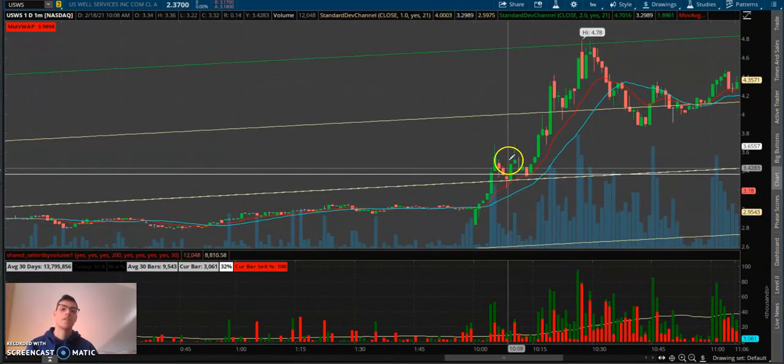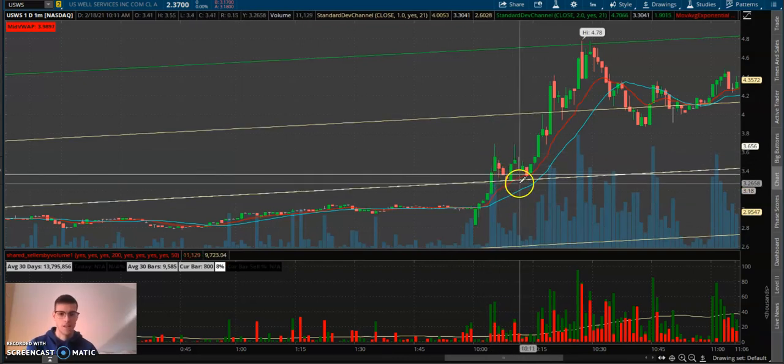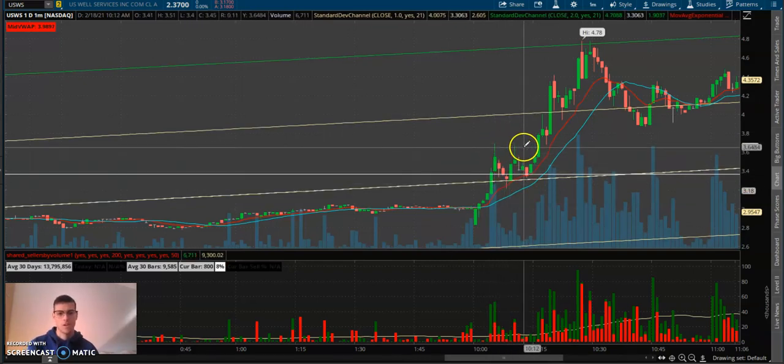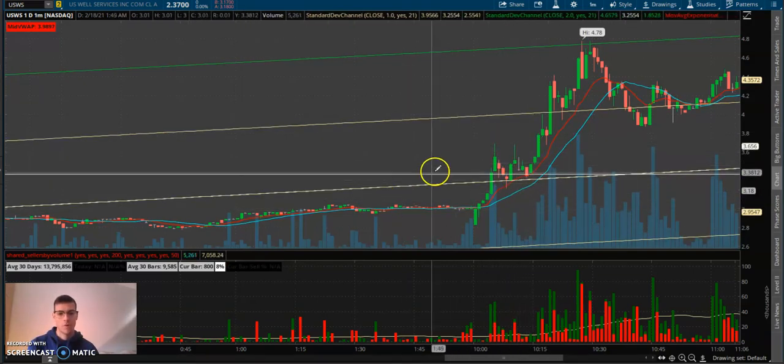So it was a breakout. This is not a normal situation. So let's analyze what happened here. So this was consolidation, low volume after the breakout of the resistance.